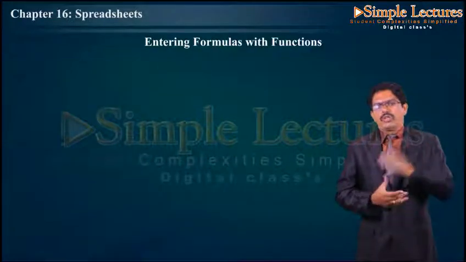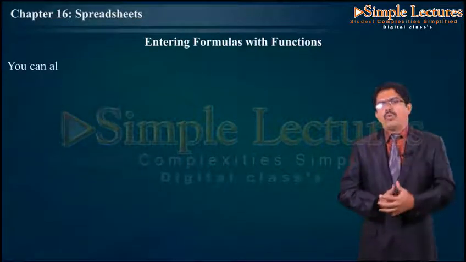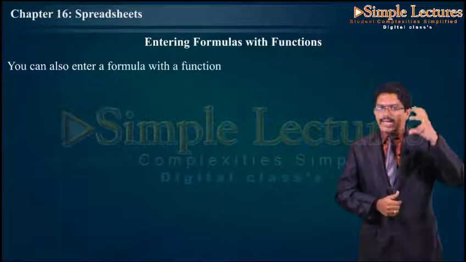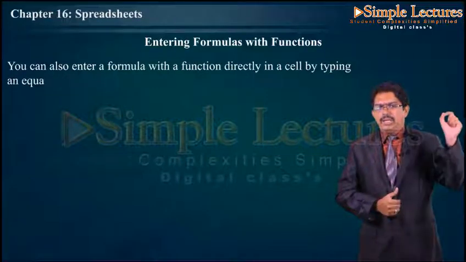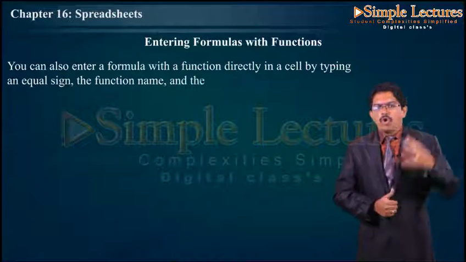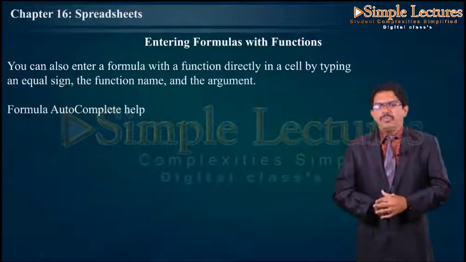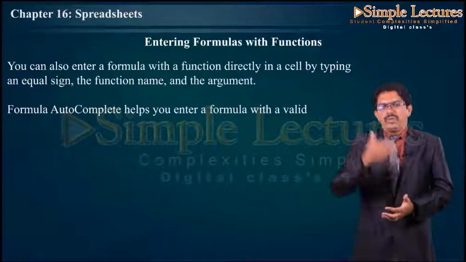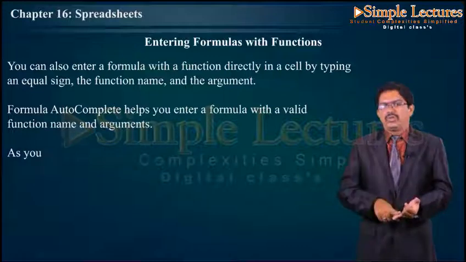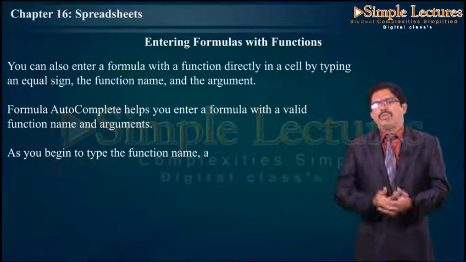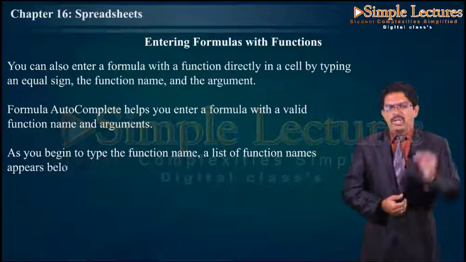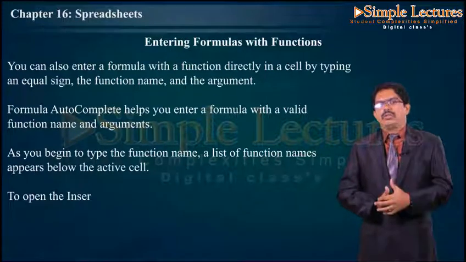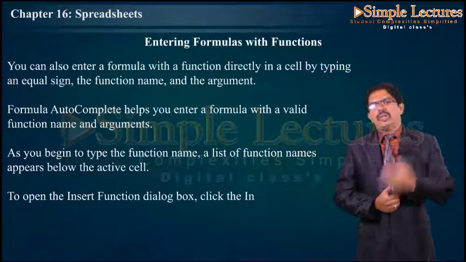You can enter a formula with a function directly in a cell by typing the equal sign. Formula AutoComplete helps you enter the function name and arguments. As you begin to type the function name, a list of function names appears below the cell. To open Insert Function, click the Insert Function button.